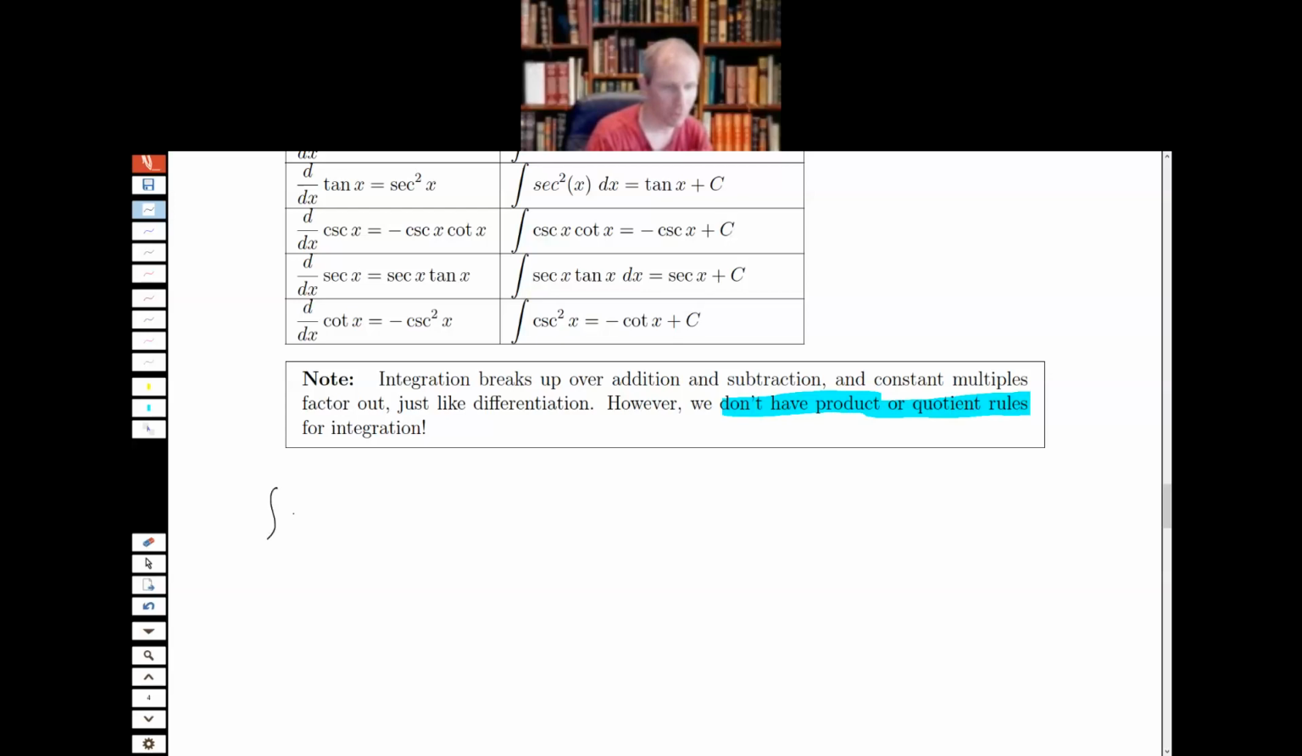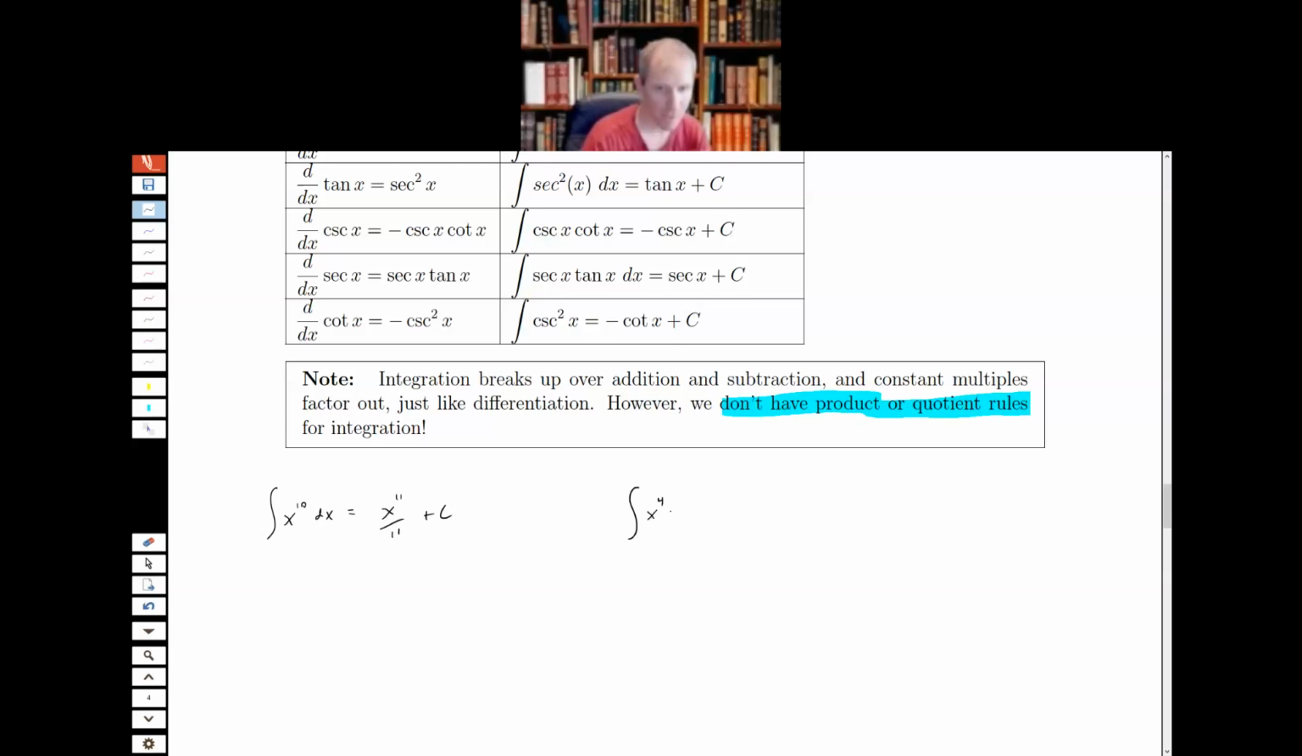Let me give you an example. Suppose I want to integrate x to the 10th. I use my power rule. Add 1 to the power, divide by the new power. Done. Let's suppose I want to integrate the same function but written a different way.